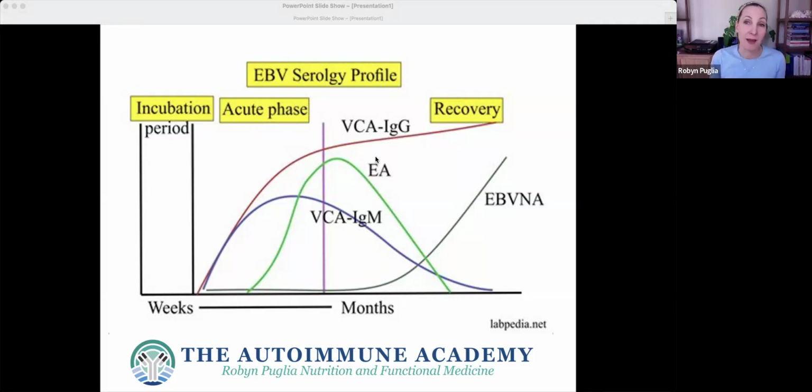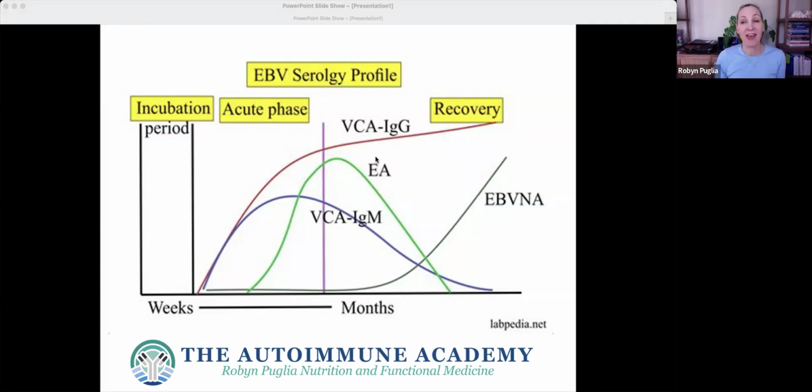50% of people are infected with EBV before the age of 5. And the other 50% are mostly infected as a teenager or in their early 20s. EBV is transmitted via saliva, and those are the 2 points in our life where we are exchanging saliva the most. So VCA IgG just tells us that there has been exposure.